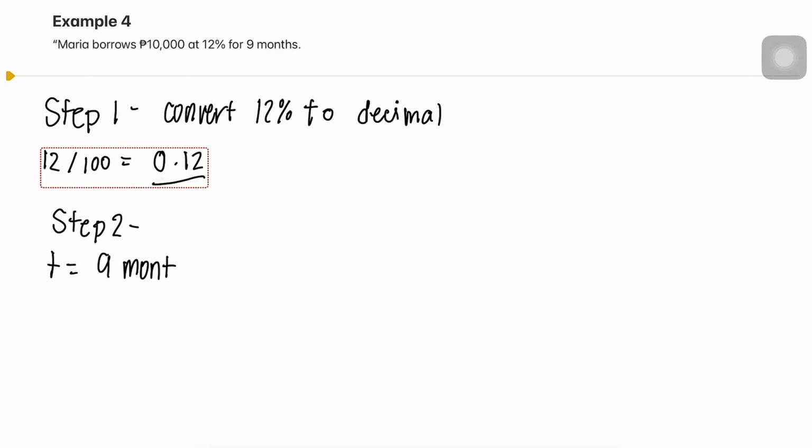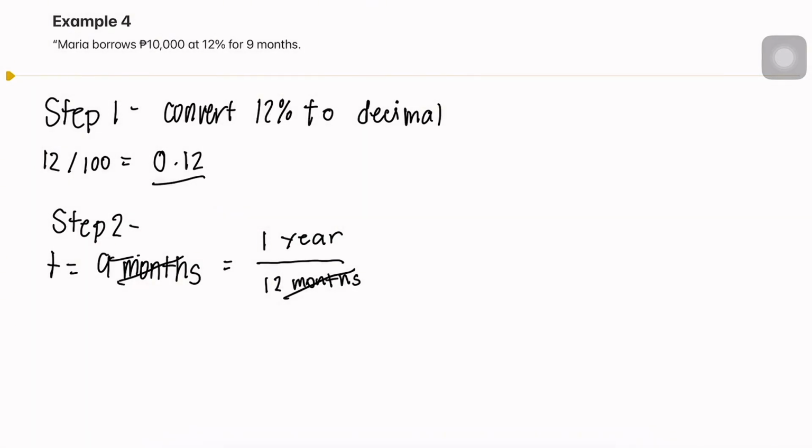For our step 2, we have to convert our 9 months to years. So how do we do that? How many months are in a year? It is 12 months. So the months will be cancelled. So 9 times 1 is 9, then divided by 12 is equal to 0.75.